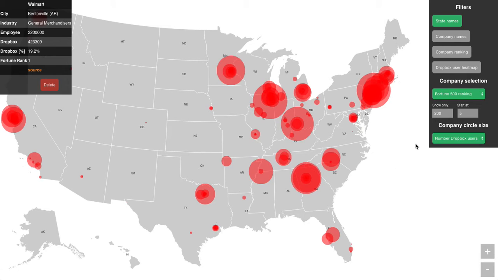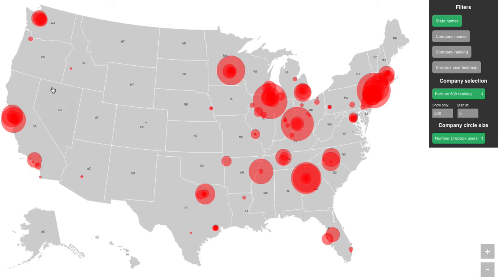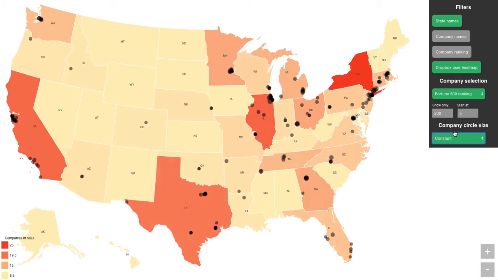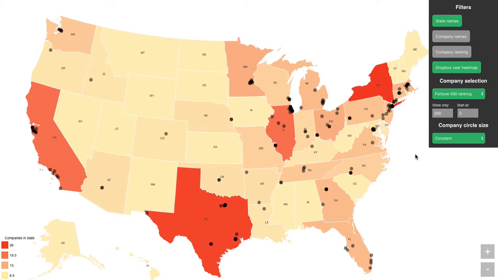Another very, very useful function, I think, is the so-called heat map. This means that we'll display, using the color of the map, a certain type of characteristic. For example, let's start from here. Now we have the number of companies that will determine the color of the state. For example, here in New York, we have a lot of companies, 26 different companies.